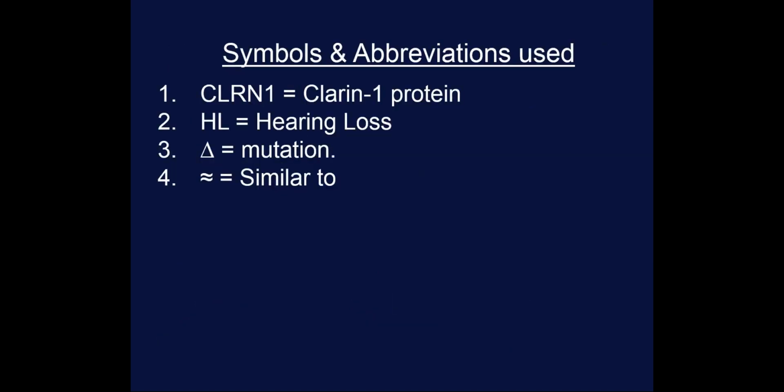Some symbols that you might encounter in the slides are CLRN1 representing Clan1 protein, HL hearing loss, delta symbol for mutation or change, and squiggle to represent similar to.